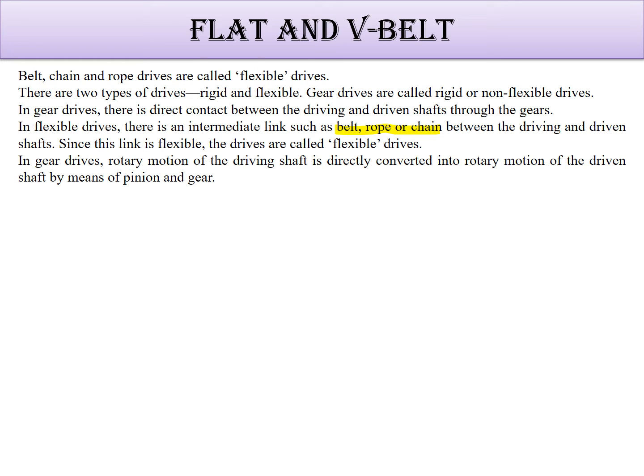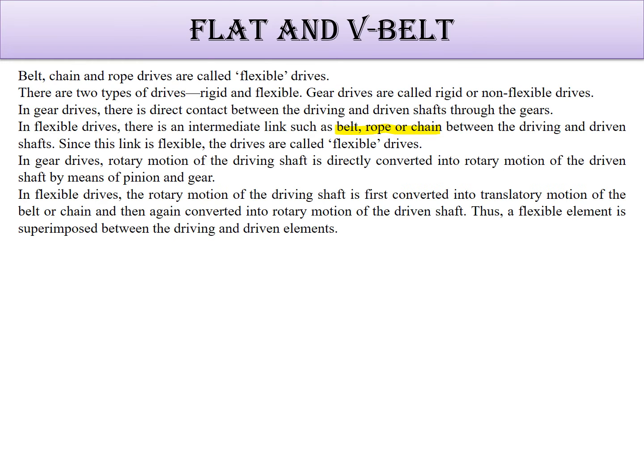In gear drive, the rotary motion of the driving shaft is directly converted into rotary motion, but here in flexible drive, first the rotary motion is converted into translatory motion, and after that it is converted again into the rotary motion. That's why the efficiency is different, because in gear drive we know that it's a direct transfer. That's why efficiency is more than 90%, up to 99% we can get it. But in rope drive, belt drive and chain drive, we will get a little bit lower percentage.